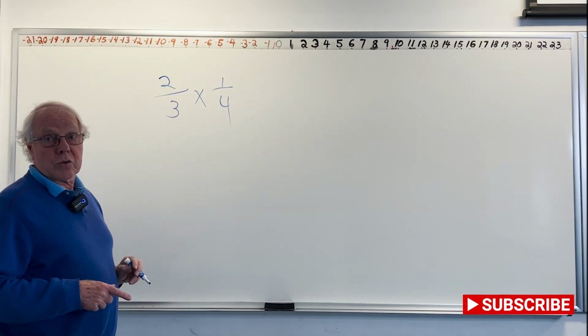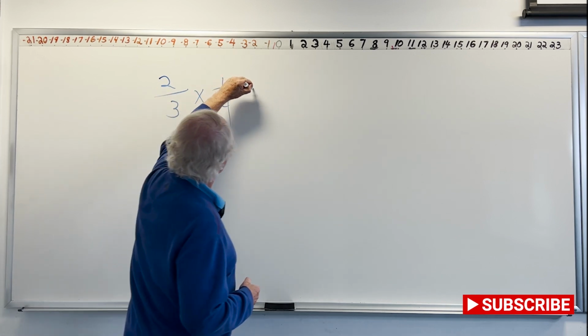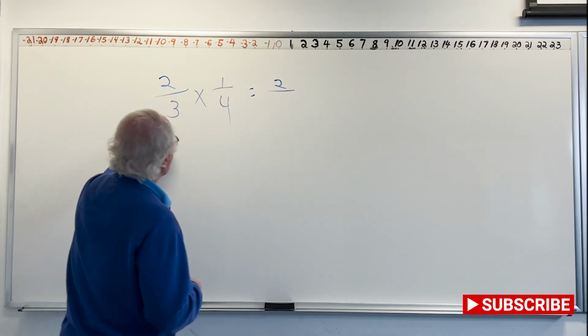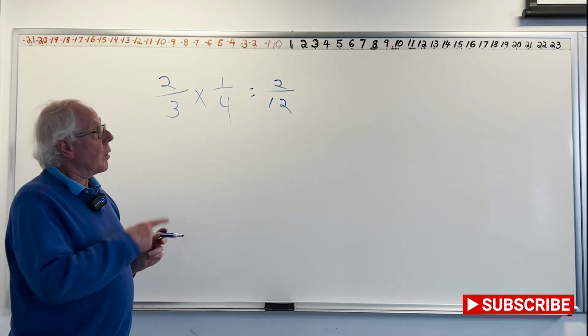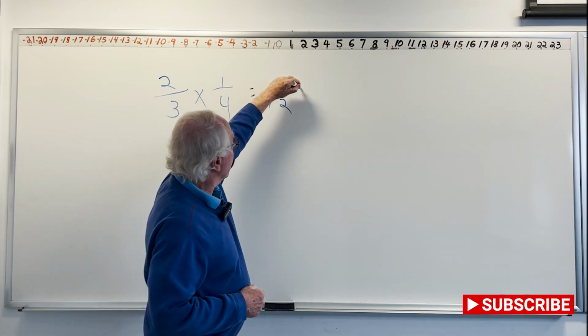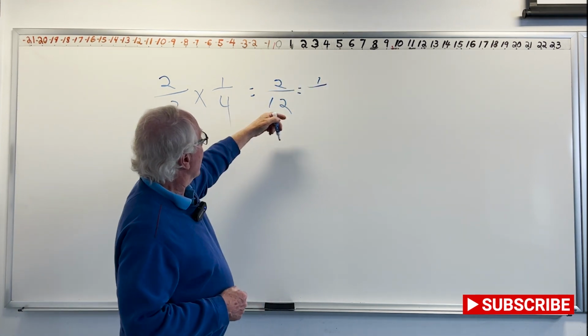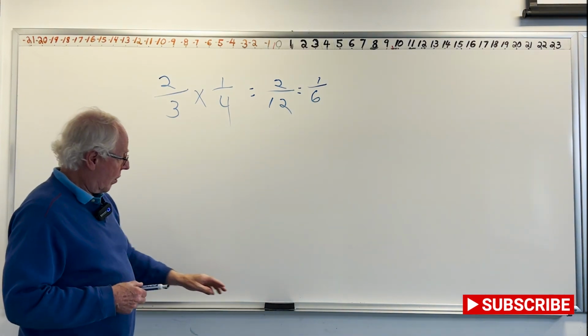Oh, look, we can do some canceling here. But we could just do 2 times 1. Let's do it. 2 times 1 is 2. 3 times 4 is 12. And there's our answer. But it can be reduced. You can see that 2 goes into both of those numbers. 2 goes into that once. 2 goes into that 6 times. So the answer is 1/6.